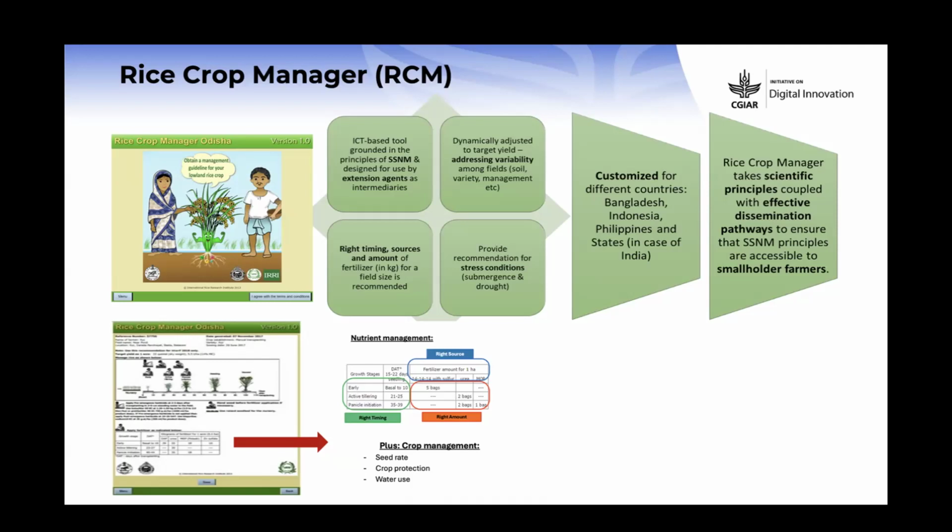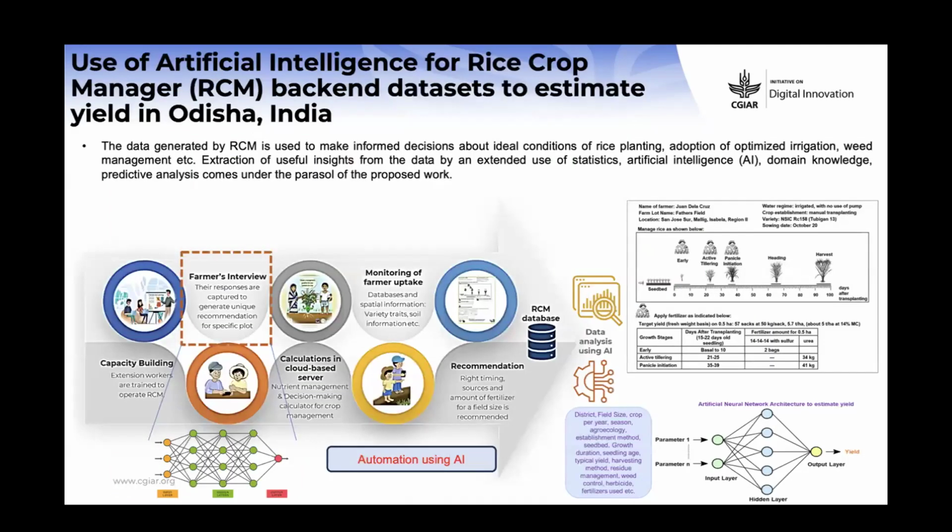As we scaled Rice Crop Manager, a lot of data sets are being collected, because to generate a recommendation, we interview the farmers. So we are collecting a lot of information in the Rice Crop Manager backend data sets on the farming practices that the farmers are following, what kind of varieties they are using, what kind of irrigation they are using, how they are managing their residues, etc. Thus, there is a big opportunity to use artificial intelligence on these backend data sets to estimate the yield.